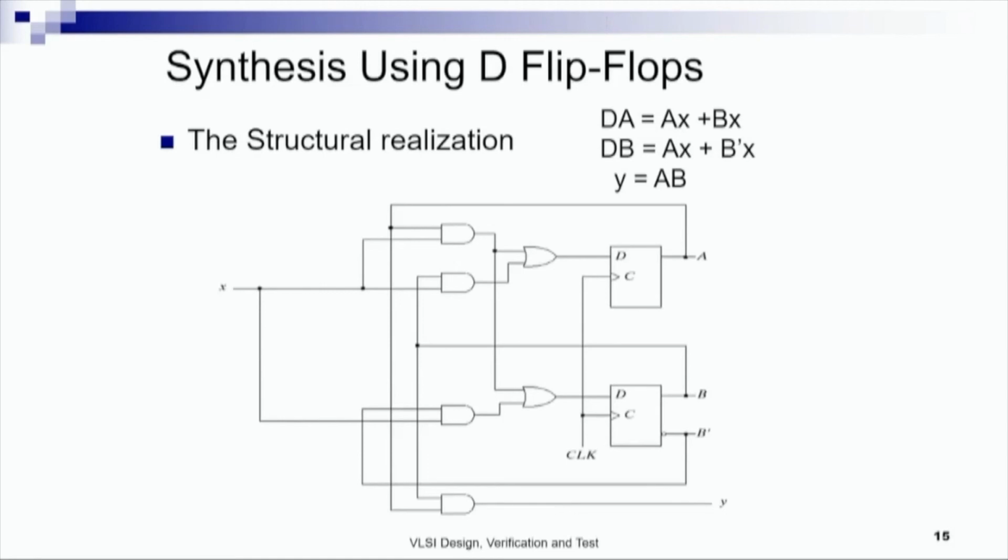After obtaining the input equations and output equation, we can obtain a structural realization of the circuit. Here we see that this one produces AX, this one produces BX, this one is B, and this one is X, and hence this gate produces BX, and this DA equals AX plus BX. Similarly, for this input we see that it is equals to AX plus B bar X and Y equals AB. We come to the end of this module.